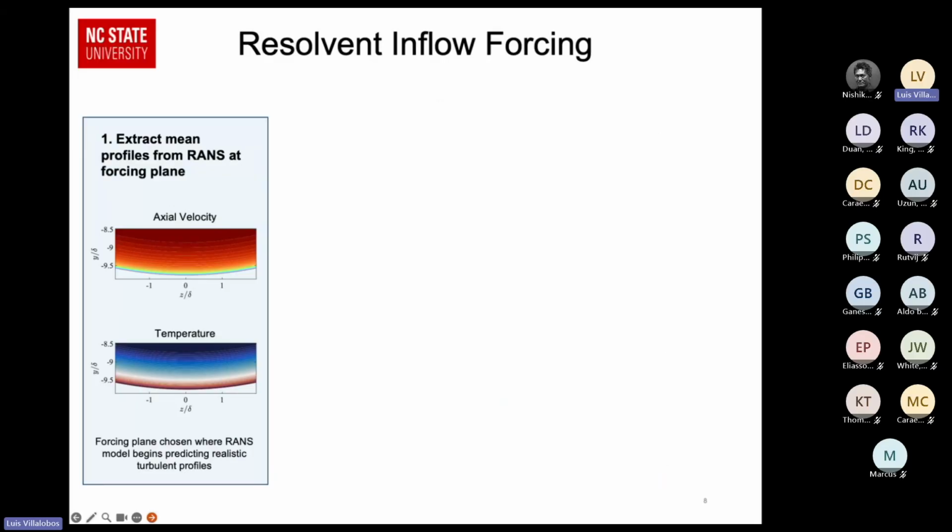Okay, so our technique in general is pretty simple. First, we extract mean profile from a RANS solution at whatever forcing plane you desire. In this case, I'm showing the axial velocity and temperature profile at Mach 5 for a nozzle, but these are actually 1D profiles that we're taking. They're not 2D. You can also take out the TKE and the eddy viscosity profiles in order to perform the genetic algorithm and compute the resolvent operator with the eddy viscosity term.